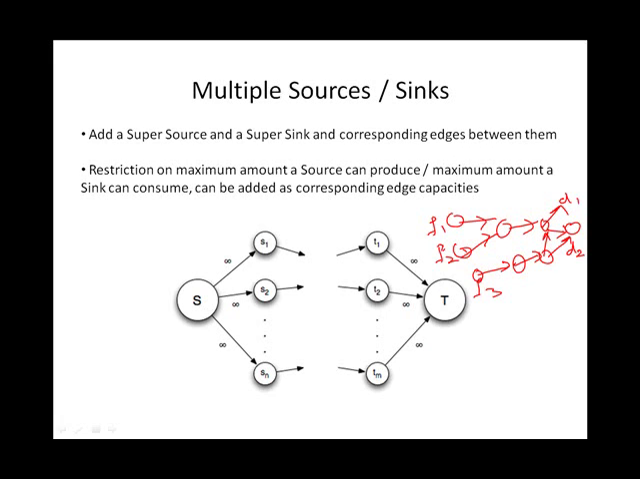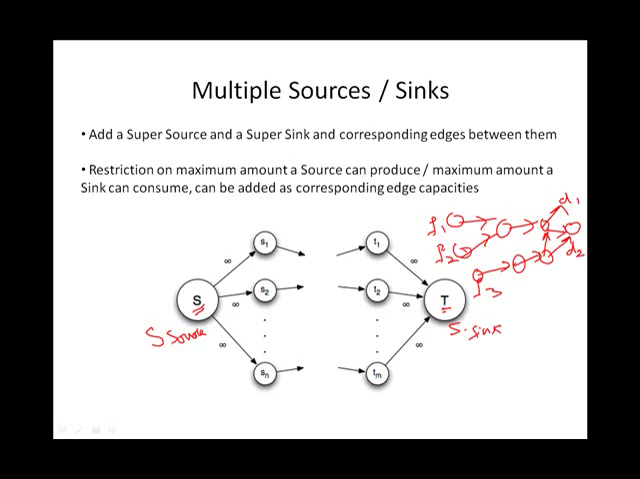So we will do a simple transformation and still make it look like the standard MaxFlow problem which we have seen. So we will add a super source and a super sink in the graph. This is the super source we add, and this is the super sink we add. We connect the super source to each of the sources present, and we connect all the sinks to the super sink T.